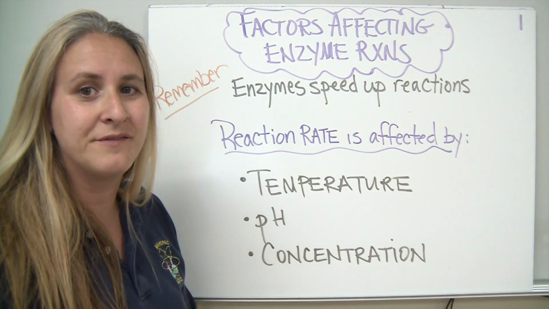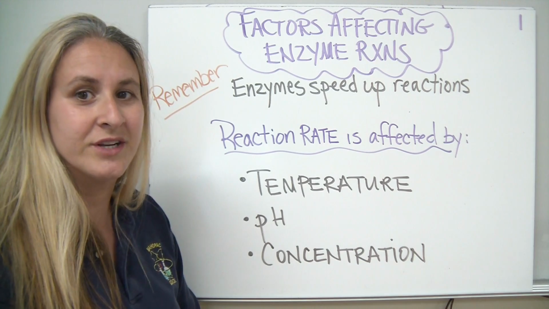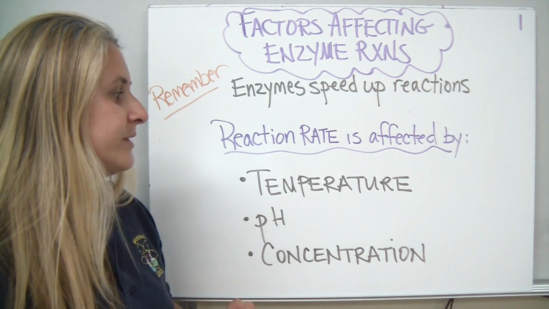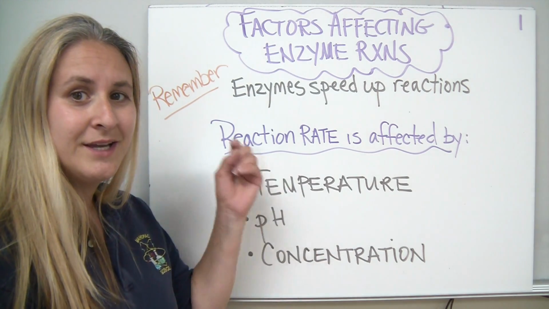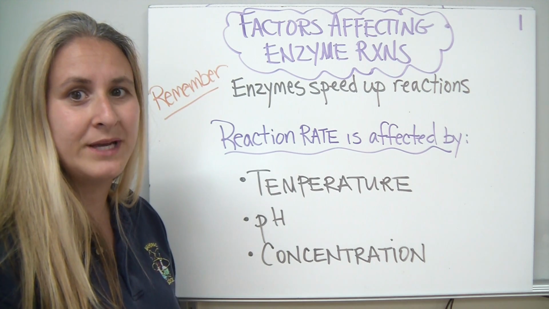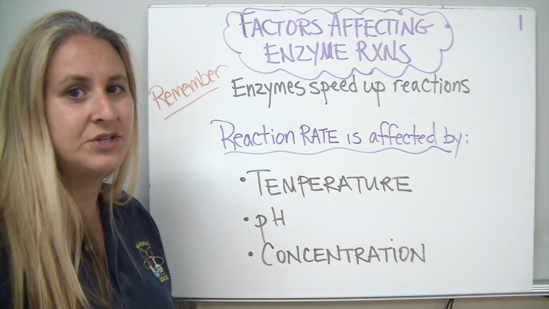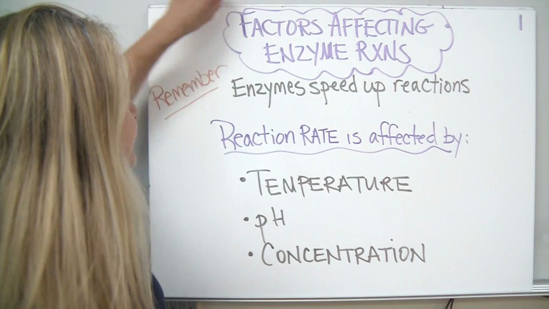Today we're going to discuss how different things can affect the rate of an enzyme-controlled reaction. There are three main factors that are going to affect reaction rate: temperature, pH, and concentration. And remember, enzymes' primary function is really to speed up a chemical reaction. So we're going to go through each of the three different factors individually and see how each of them will affect the rate of a reaction.